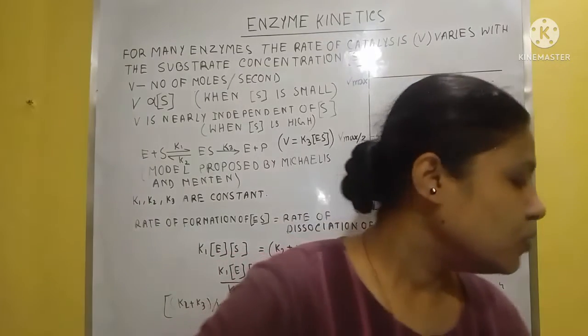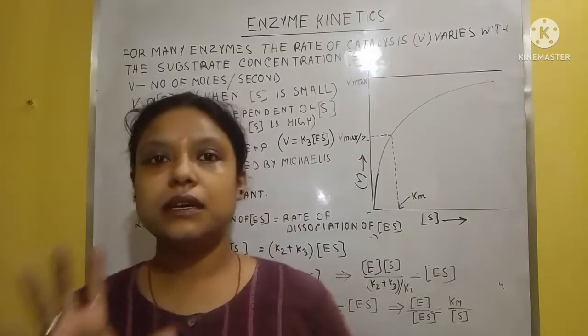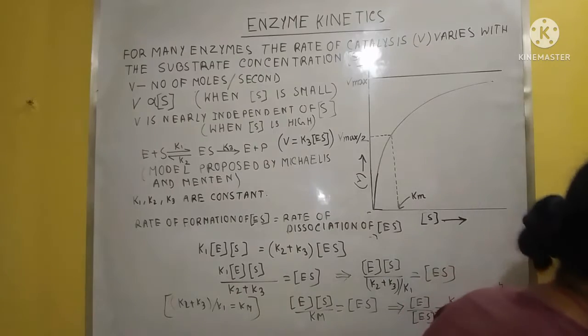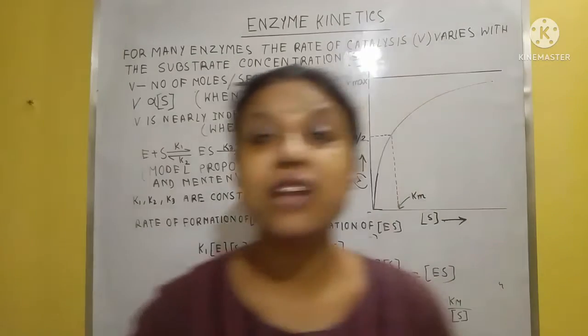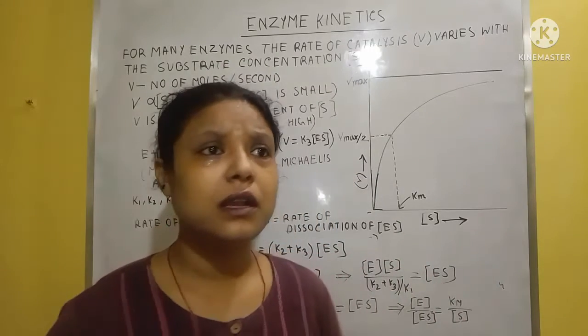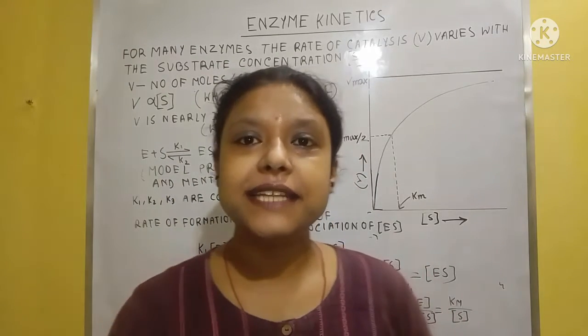This is Enzyme Kinetics, or you can say the Michaelis Menten equation. Clear? So first we learn what the enzyme and substrate concentration are. They are related to enzyme kinetics. Clear? So first we learn briefly what kinetic energy is.